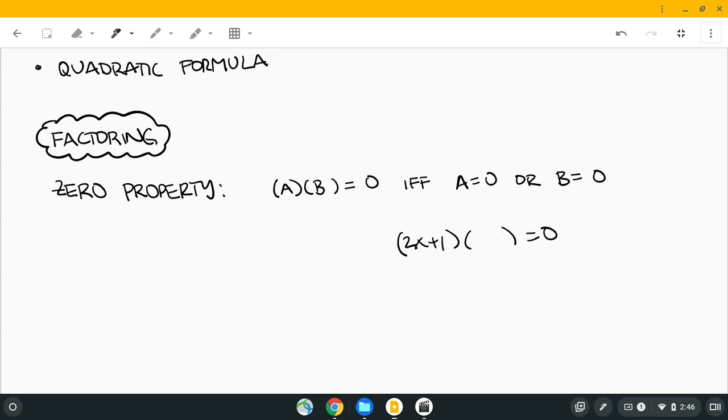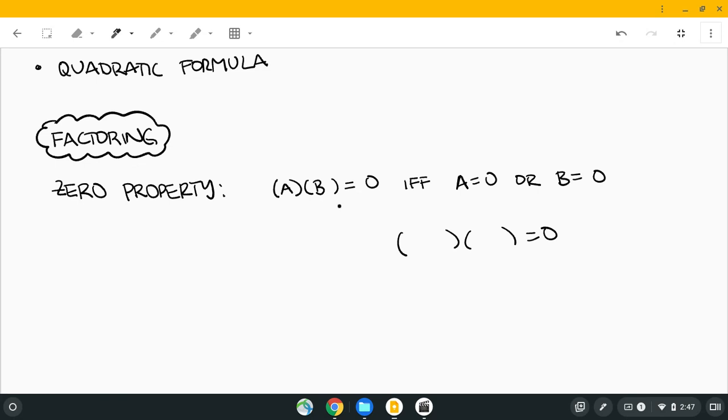Or maybe it's this one that's 0, right? And anything times 0 is still 0. Okay, so that's what the zero property is saying, that if you have two factors, whatever they are, if you have two factors and that equal to 0, when you multiply them, one of them has to be 0. One of them equals 0.